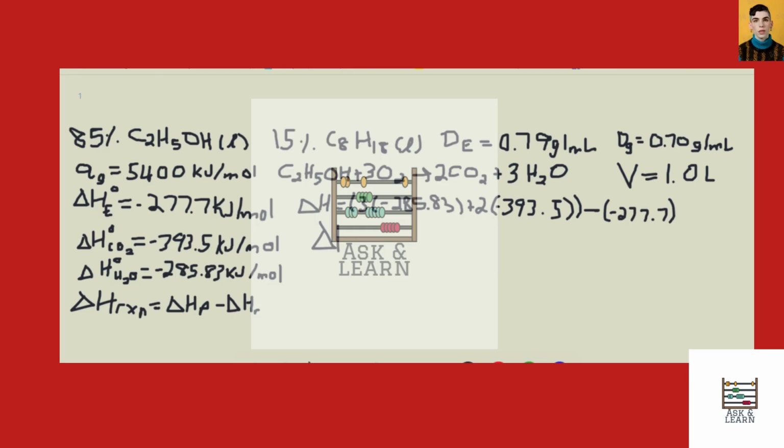So delta H is going to be minus 1367 kilojoules per mole. So the heat of combustion for ethanol, we're going to put that as a positive 1367 kilojoules per mole, because this is the amount of heat that's being released.